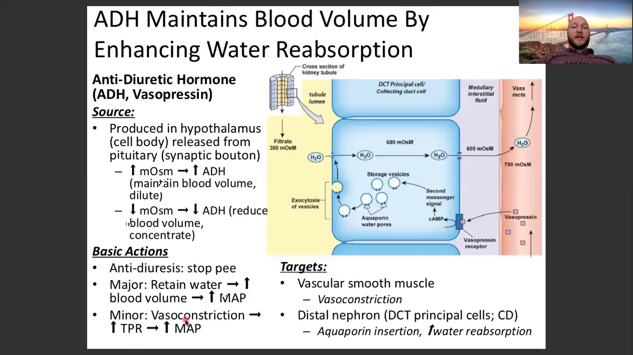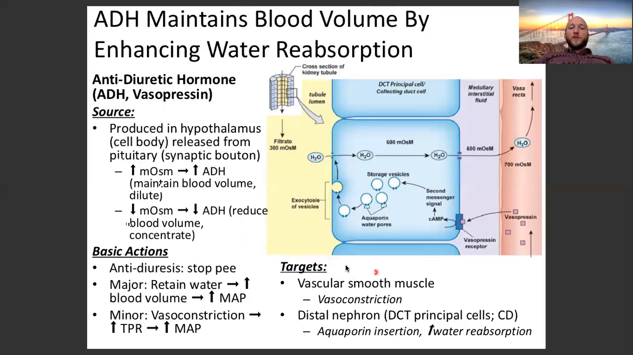So I believe the way this hormone got its name was somebody discovered it and realized that it stops you from peeing, so they called it antidiuretic hormone. And around the same time, a different scientist discovered this hormone that caused vasoconstriction, and he called it vasopressin. And then a few years later, they realized that they had discovered the exact same hormone.